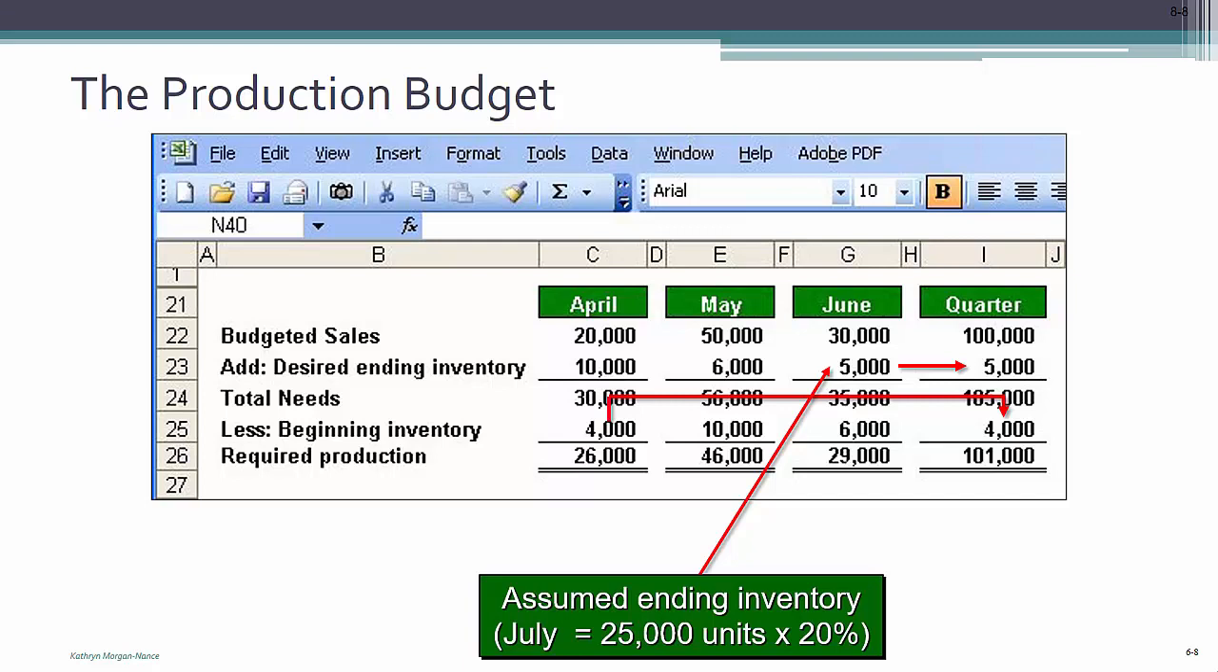Notice April's beginning inventory and June's ending inventory are carried over to the quarter column. Pay attention to this. The beginning inventory in April is also the beginning inventory for the quarter, and the ending inventory for June is also the ending inventory for the quarter. This makes sense if you think about it for a moment. For the quarter, we will need to produce 101,000 units to meet our sales and inventory goals. And now that we know our required production, let's look at the direct materials budget.